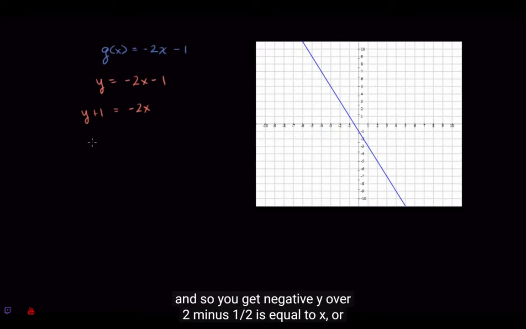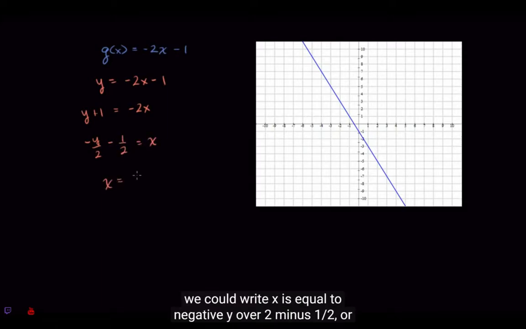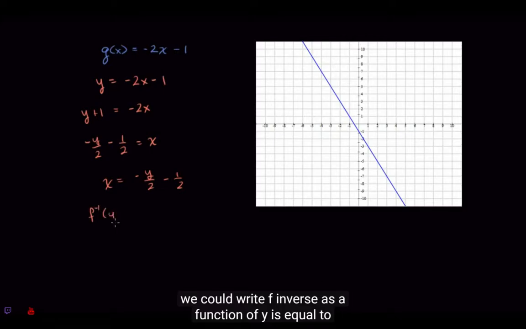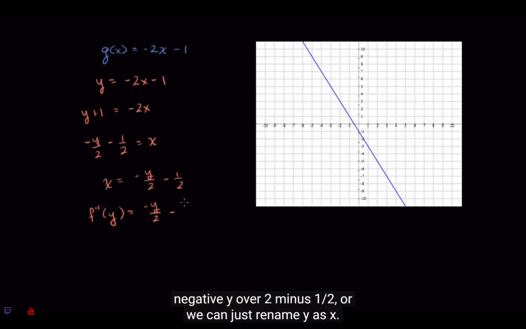Now we can divide both sides of this equation by negative 2. And so you get negative y over 2 minus 1 half is equal to x. Or we could write x is equal to negative y over 2 minus 1 half. Or we could write f inverse as a function of y is equal to negative y over 2 minus 1 half. Or we could just rename y as x.